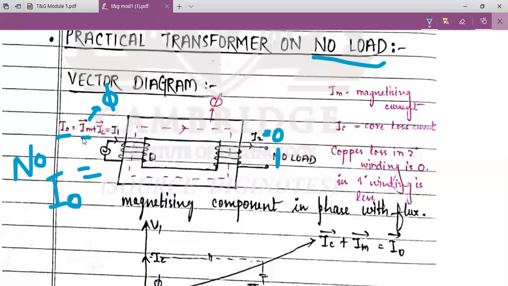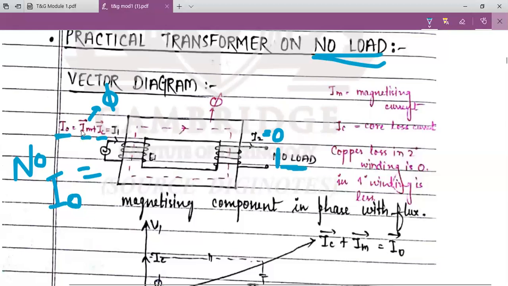The first one is the reactive component and the second one is the active component. We can call this active component IC. IC is the active component which supplies the total losses under no load condition. Remember, total losses under no load condition, because there is no load in the practical transformer. As the heading says, we are studying the practical transformer on no load, so the no load current has two components.